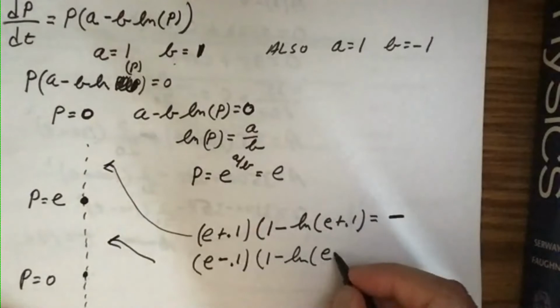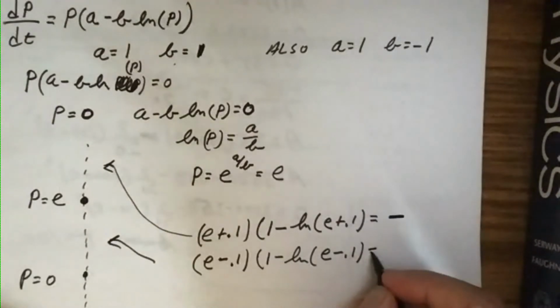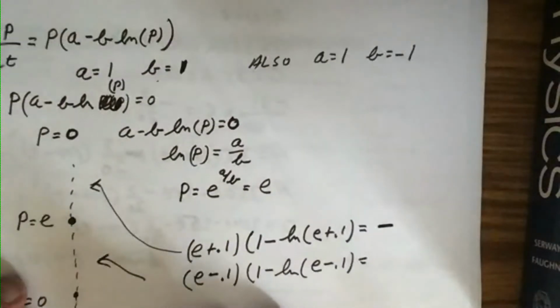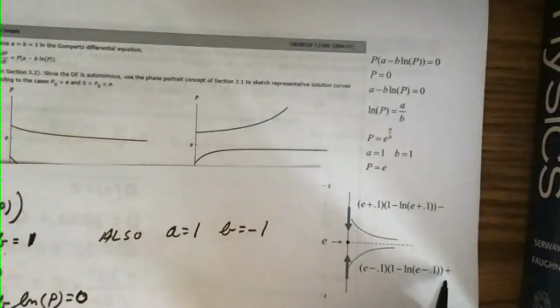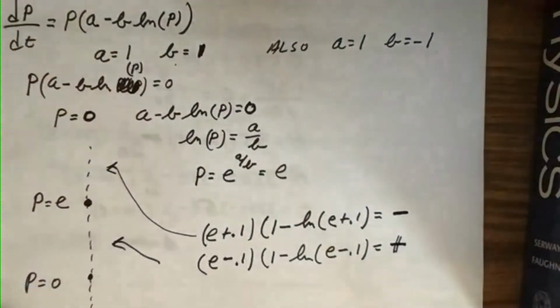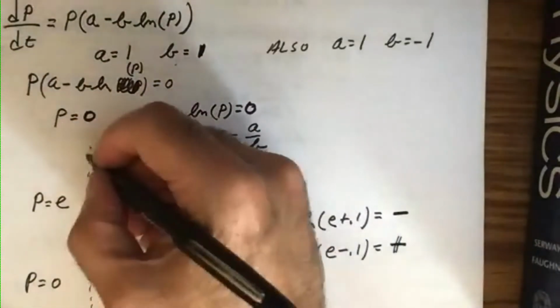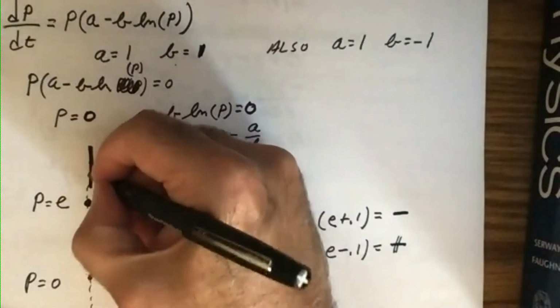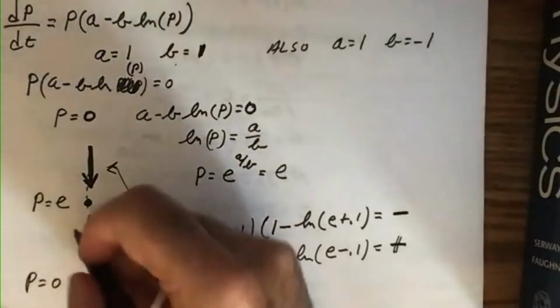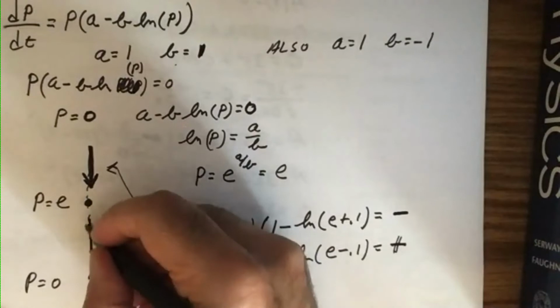Natural log of E minus 0.1. And now I have to put this into a calculator. And I think that comes out to be plus. Yeah, that comes out to be plus, right? Which tells me that when we got the negative sign, we draw the arrow going down, and when we have the positive sign, we draw the arrow going up.